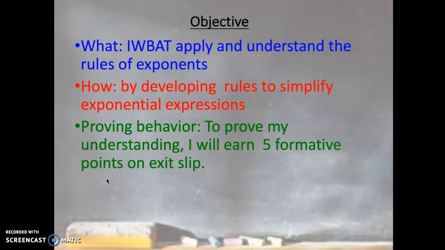Today we're going to apply and understand the rules of exponents by developing rules to simplify exponential expressions. We're going to deal with different ways to make exponents very simplified, but we have to use specific rules. Today we'll be focusing on multiplication, and then we'll move on to division the next lesson. To prove that you understand, you will earn 5 formative points on the exit slip.